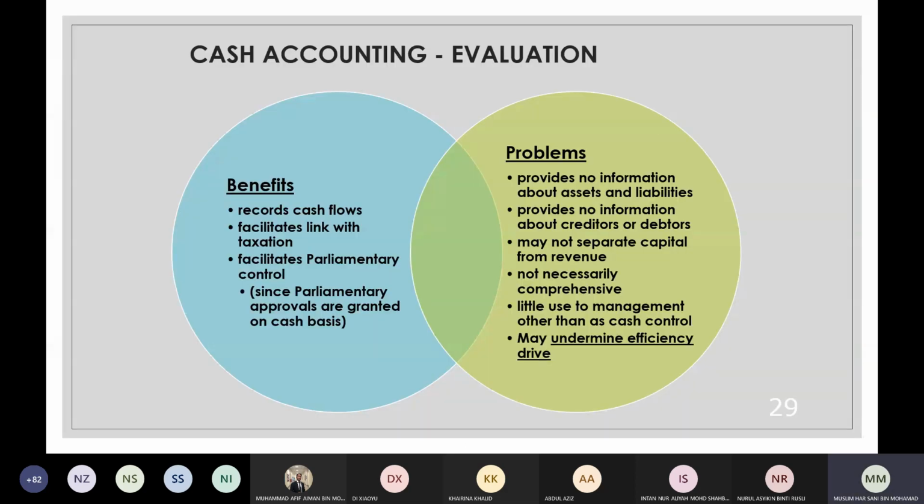Okay, cash accounting evaluation. I can read this. I think the focus will be to facilitate parliamentary control. Problems: it provides no information about assets and liabilities. Of course, these are not provided on the face of the financial statement, but you can see that the standard encourages them as part of disclosure. It is of little use to management other than cash control, and may undermine efficiency drive, because total cost information may be undermined.